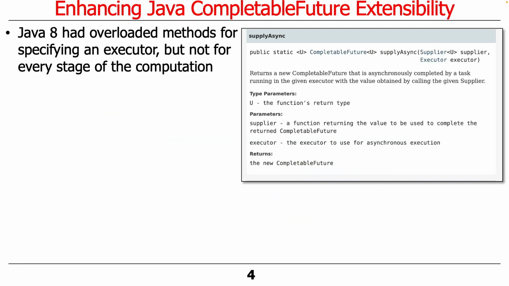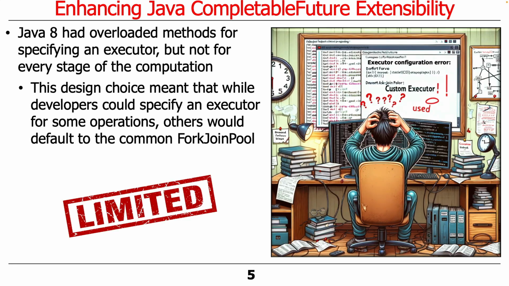When Java 8 came out, about a decade ago or so, it had some methods that allowed you to specify an executor to run your asynchronous tasks in, such as the supplyAsync method. You could give it the executor you wanted it to use. However, it only handled a certain subset of capabilities provided by the Completable Futures framework. In particular, you couldn't specify executors for certain operations. You could specify them for some, but not all.